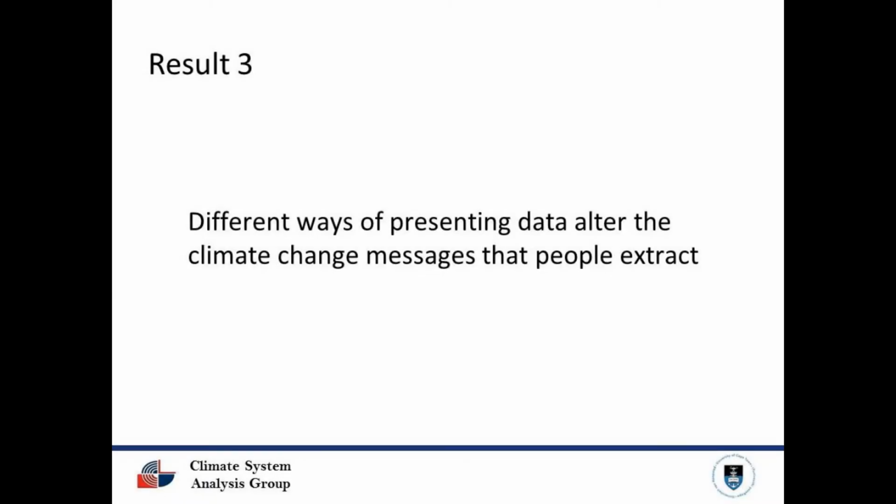We also investigated how people interpret different visualization styles and different visualization types. This is one of the key results that we get: different ways of presenting data alter the climate change messages that people extract. We had a number of visualizations that we compared. Those in stream 1 had a certain set of visualizations, and those in stream 2 had a different set, and we compared the responses between the two groups.